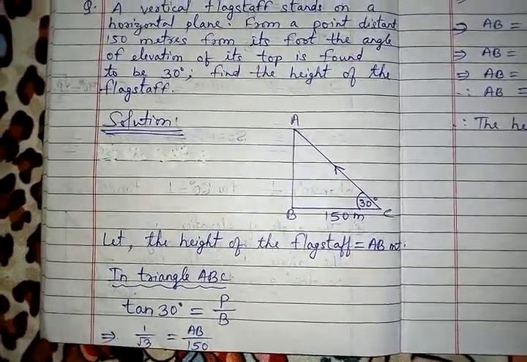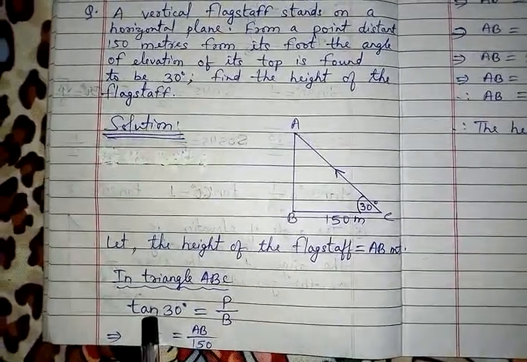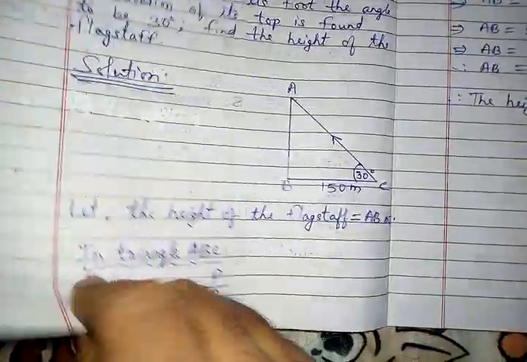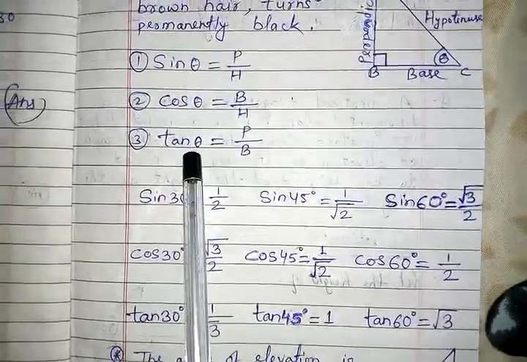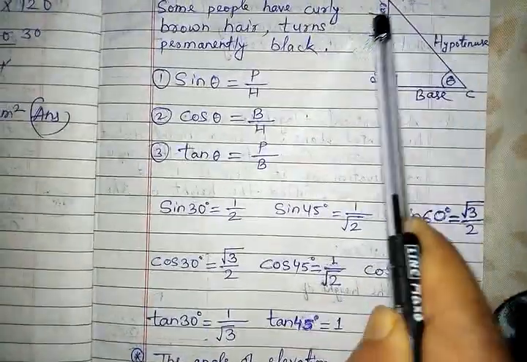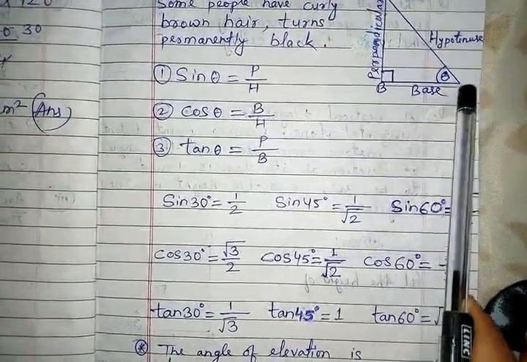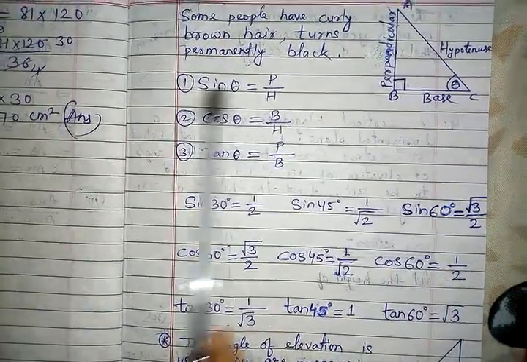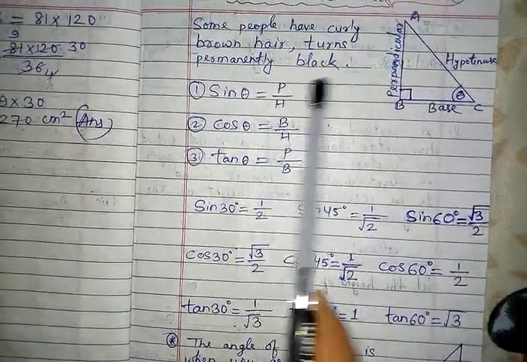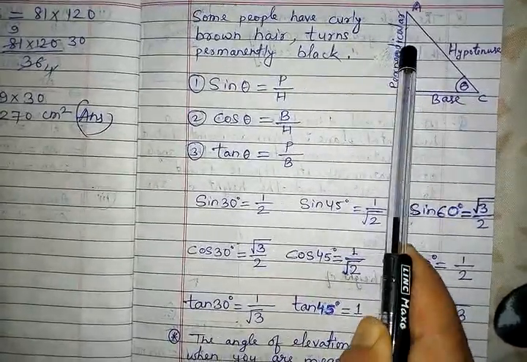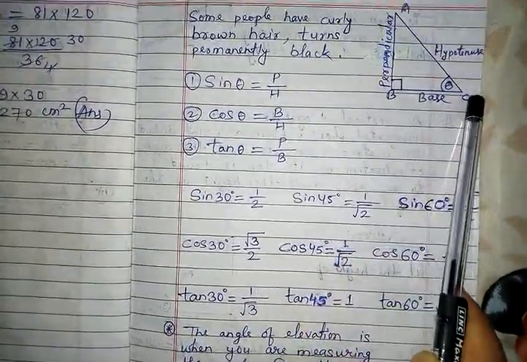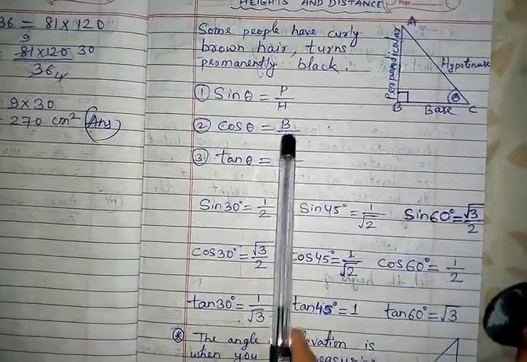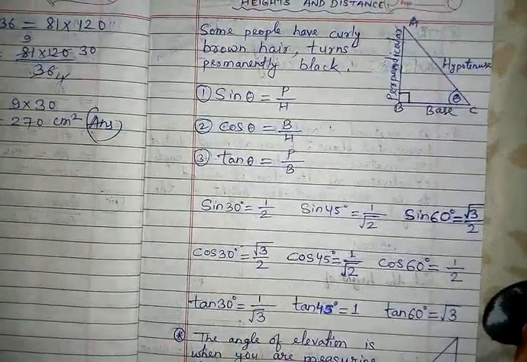Tan 30. Now you might be asking, sir, why did you use tan? Why not sine? Why not cos? Let me tell you, as you know the formula, tan theta is P by B, perpendicular by base. In this question we have the base value, so with the help of the base we will find the perpendicular. But if I use sine, what is the problem? Sine is P by H, and I have nothing to do with the hypotenuse. Likewise, cos also involves the hypotenuse. That's why I am using tan.